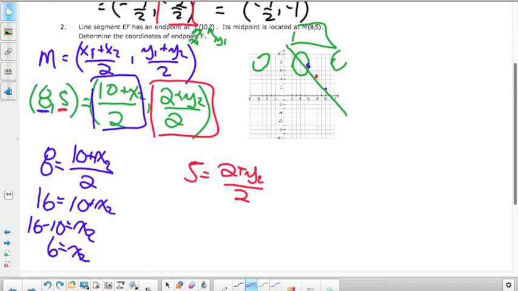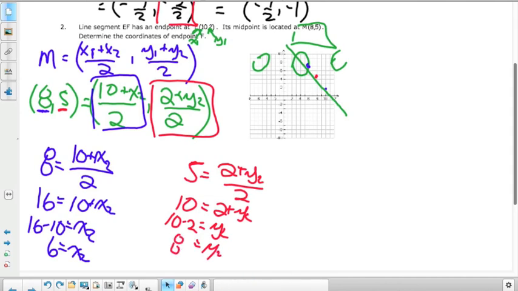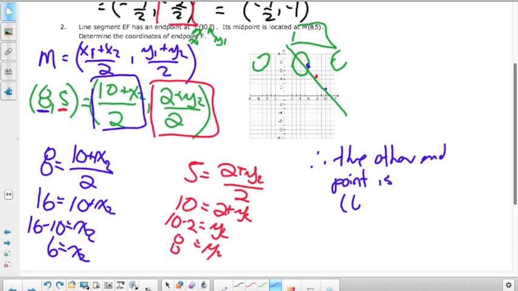And from the y coordinate, we multiply both sides by 2, same thing. So we got 2 plus y2. And now I'm going to subtract 2 from both sides. So y2 is equal to 8. Right? So therefore, the other endpoint is 6, comma 8.